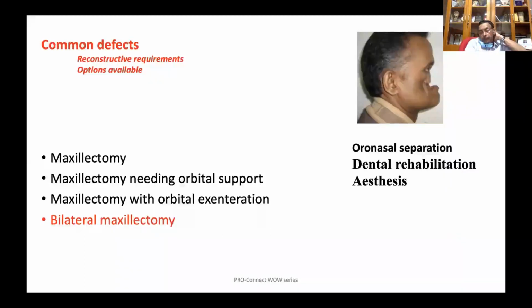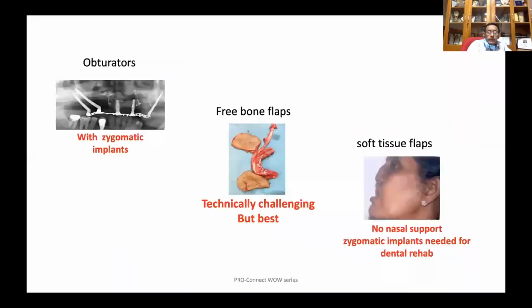Lastly, the common defect which everybody is dreading to reconstruct is a bilateral maxillectomy defect, where apart from the oronasal separation, dental rehabilitation and aesthetics are important, because a bilateral defect causes a lot of deformity.